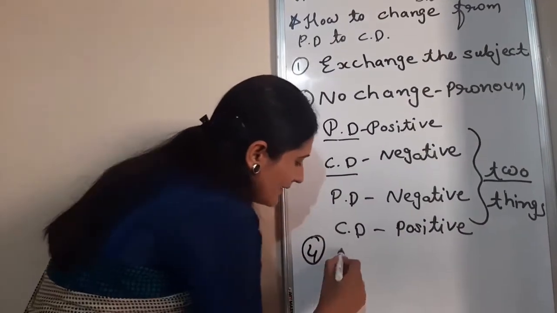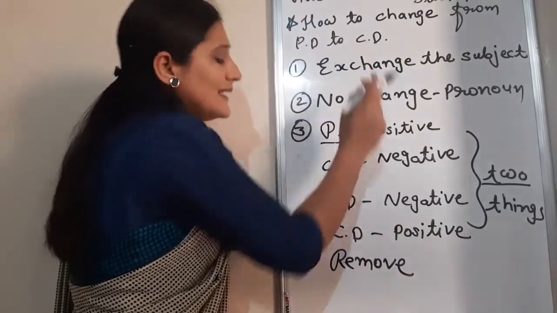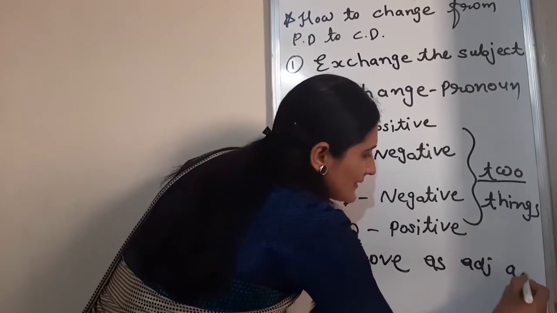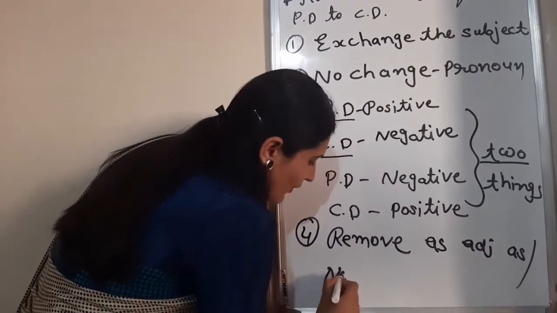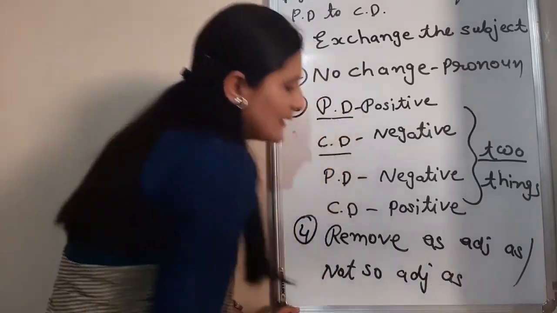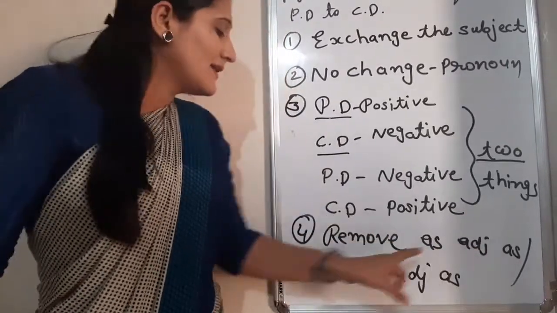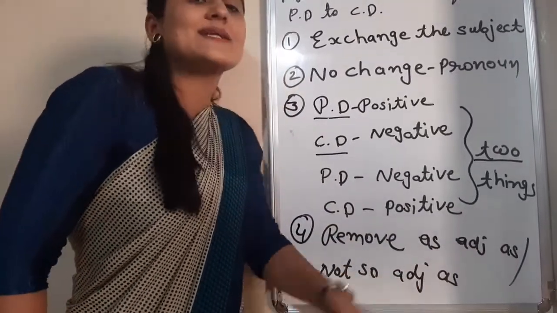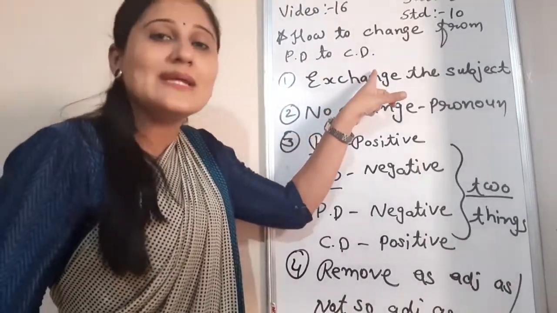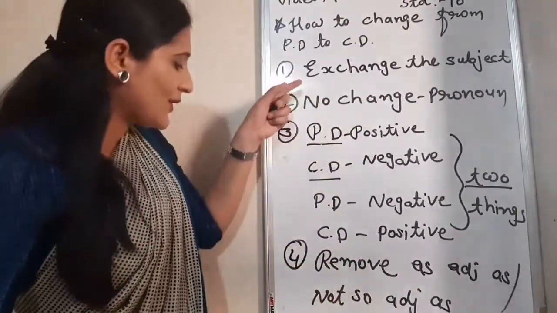The fourth one is remove, because when you turn from PD to CD, you need to remove 'as adjective as' and you need to remove 'not so adjective as', right? Because we will turn into comparative degree. Let's have a look one time. Then I will talk about 5, 6, 7.